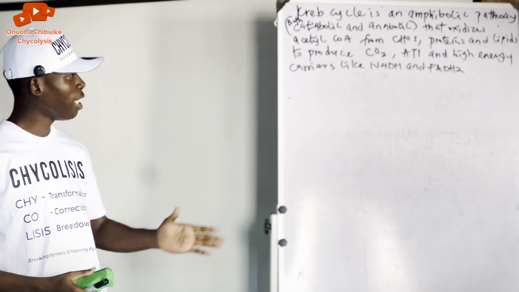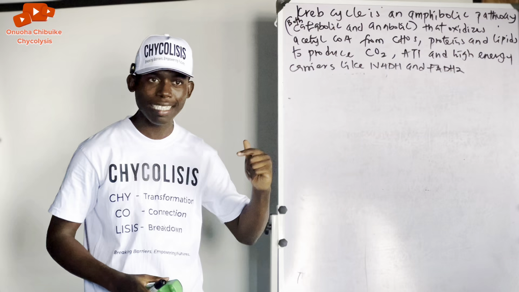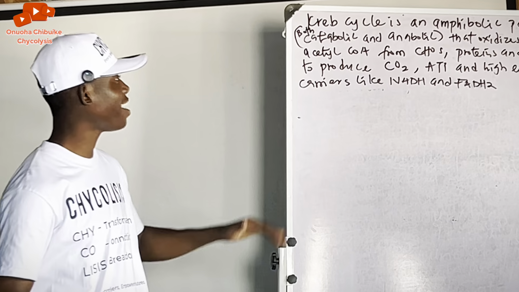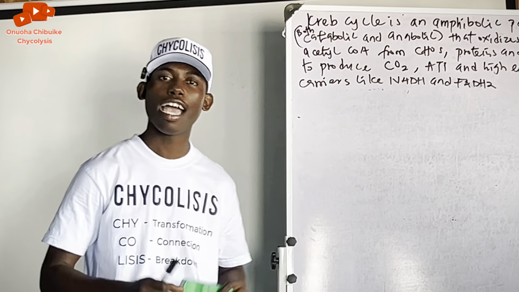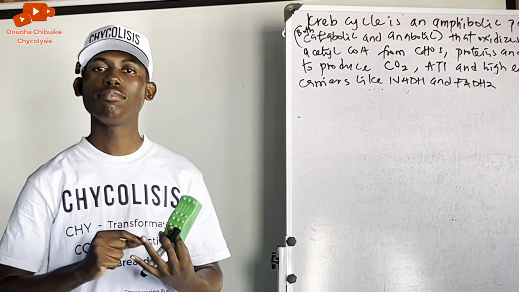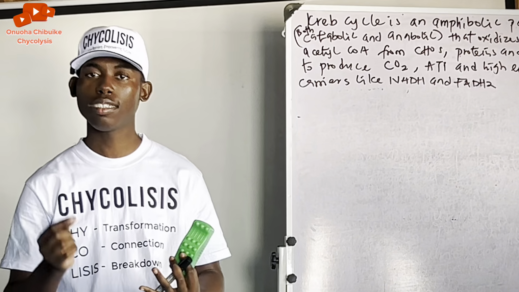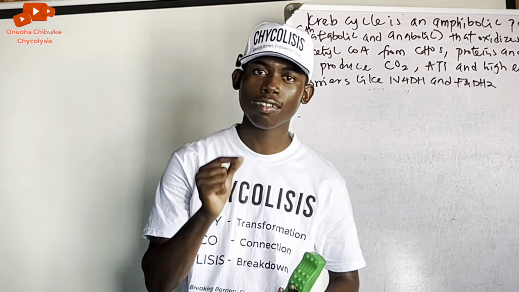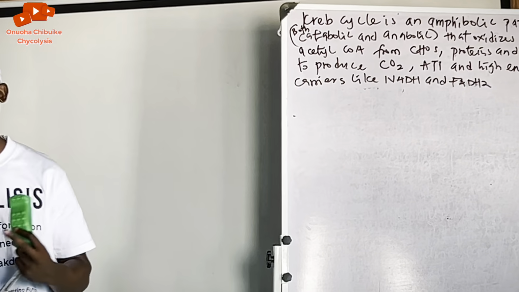Now, let's define the Krebs cycle. The Krebs cycle is an amphibolic pathway that oxidizes acetyl-CoA from carbohydrates, proteins, and lipids to produce carbon dioxide, ATP, and high energy carriers like NADH and FADH2. The Krebs cycle is also called the TCA cycle. We can also call it the CAC cycle, which is the citric acid cycle. Meanwhile, it's called the Krebs cycle because it was discovered by a man called Hans Krebs in 1937.